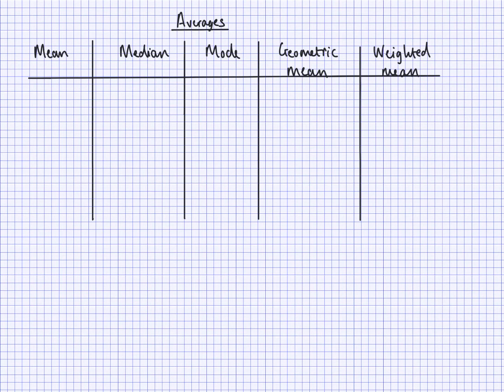Weighted mean takes into account the proportions of different groups that are within the data. So instead of working out a mean with the data values that you have, you're taking into account the proportions as well. Okay, so this is just a basic outline of what they are and how they're calculated.